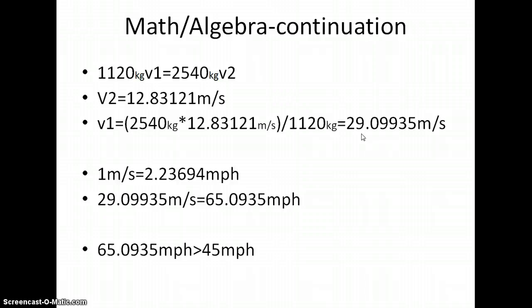miles per hour. So then by using the conversion that 1 meter per second is equal to 2.23694 miles per hour, you can solve for approximately 29 meters per second, which gets you approximately 65 miles per hour, which you see is greater than 45 miles per hour, which is the speed limit. So the first car was indeed speeding.